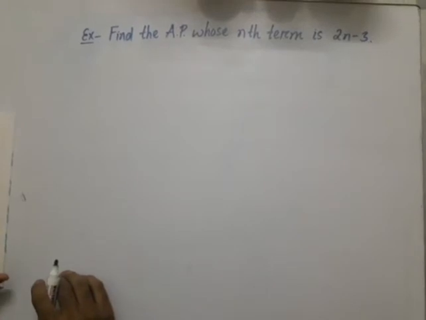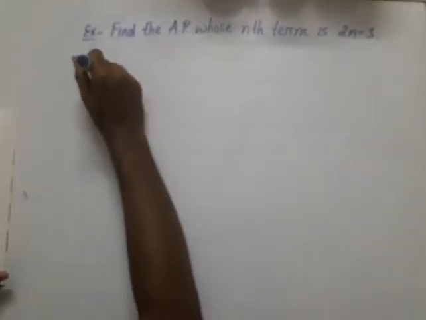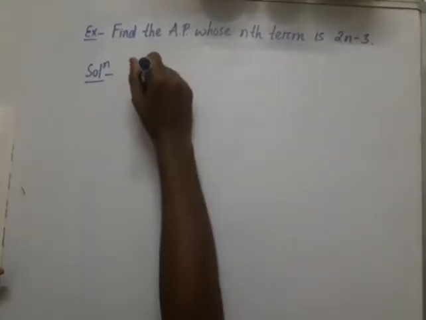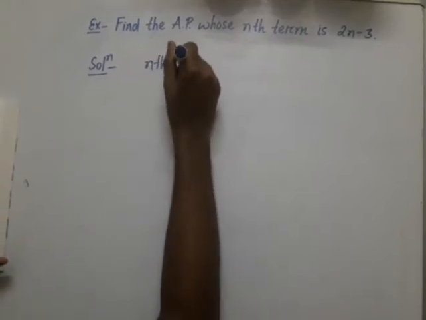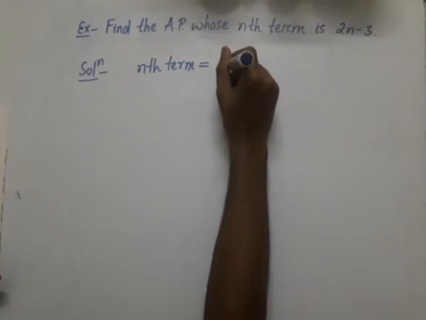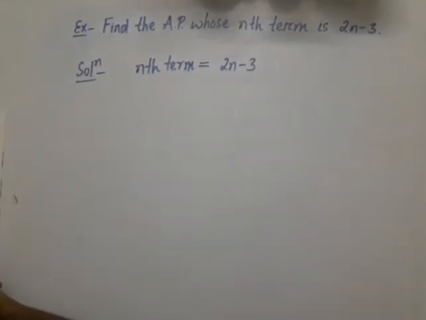Let us do a sum. Find the AP whose nth term is 2n minus 3. Let's find it out. It's given that the nth term of the arithmetic progression or AP is 2n minus 3. Okay, so how we will do it?